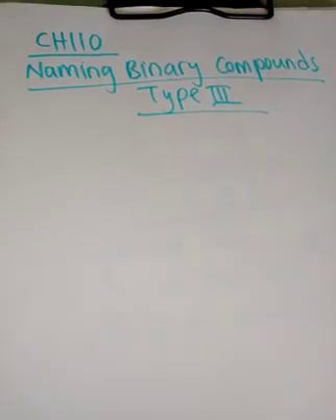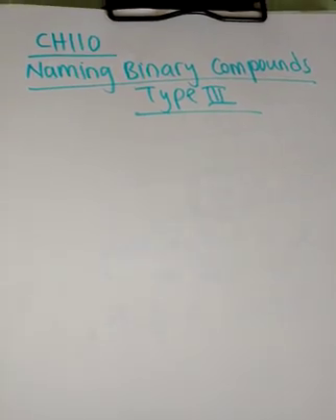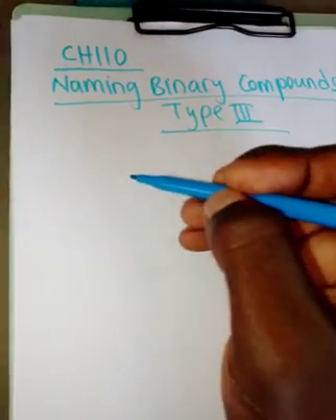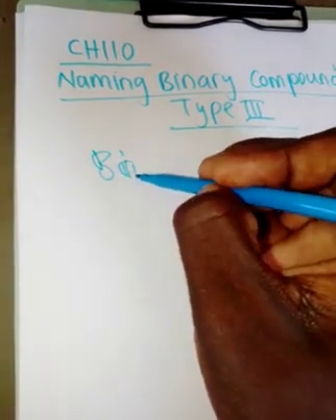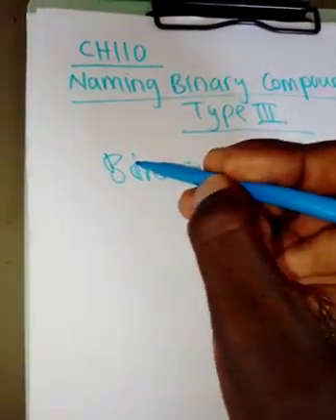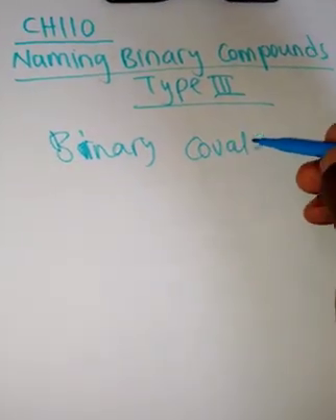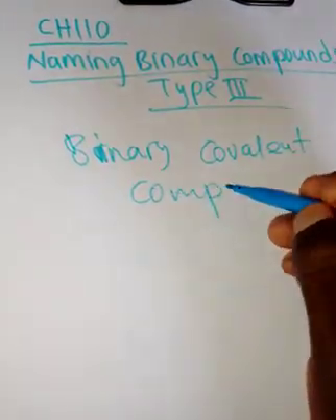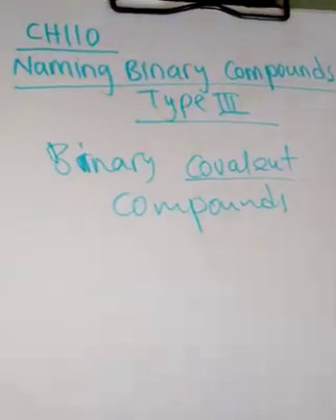In this video, we'll look at the naming of binary compounds type 3. And for type 3 binary compounds, we'll concentrate on binary covalent compounds. So what are these binary covalent compounds?